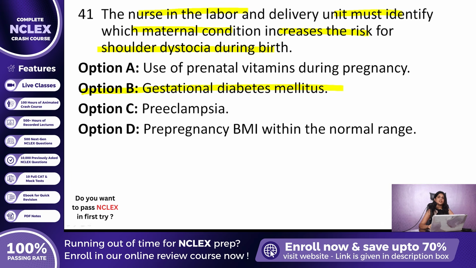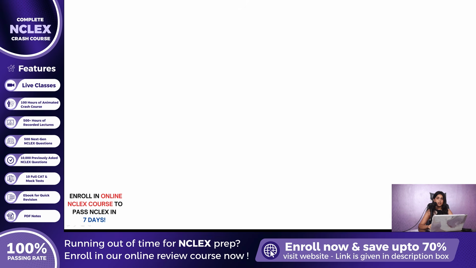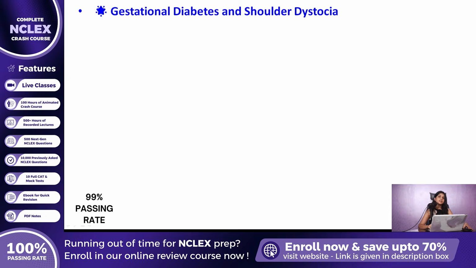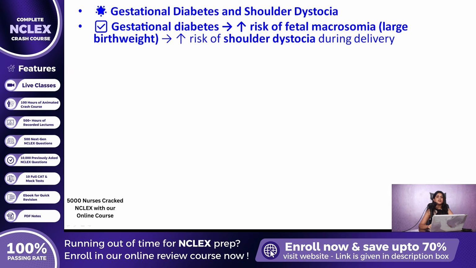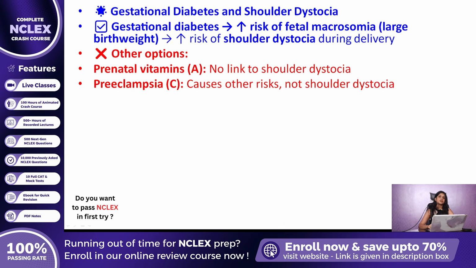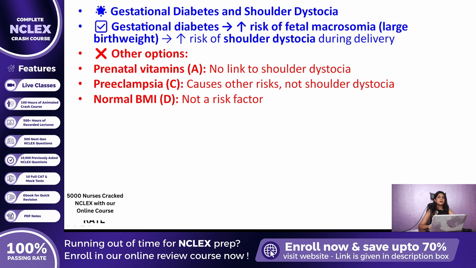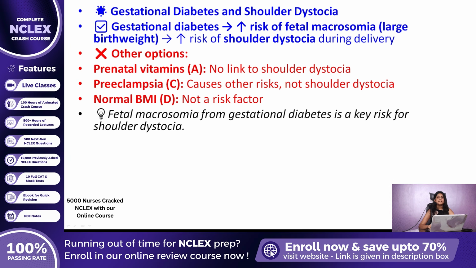The explanation is that gestational diabetes increases the risk of fetal macrosomia, or large birth weight, which in turn raises the risk of shoulder dystocia during delivery. Prenatal vitamins, as in option A, do not contribute to this complication. Preeclampsia, as in option C, is associated with other maternal risks but not shoulder dystocia. A normal BMI, as in option D, is not a risk factor. The key point is that fetal macrosomia linked to gestational diabetes increases the likelihood of shoulder dystocia.